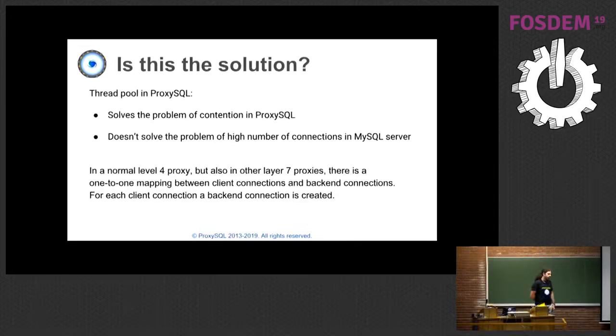Okay, so we have ProxySQL that has its own thread pool. Does this solve the problem of MySQL having a lot of connections? In reality, this by itself does not solve the problem. Having its own thread pool improves the performance of the proxy, but it does not solve the problem that you might still have a lot of connections to the backend server. The reason is that a lot of proxies, layer 4 proxies but also layer 7 proxies, normally create one backend connection for every client connection. So there is a one-to-one mapping. And of course, this does not scale, because if you have tens of thousands of connections on ProxySQL, you will have tens of thousands of connections to the database server.